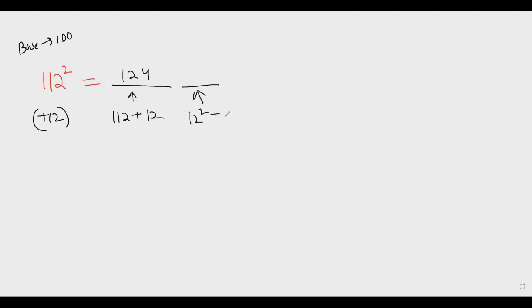What is 12 square? 12 square is 144, right? Now this 1 will be carried over, so we write 1 here and 44 here. So it will be 12544. Is that okay? So with nearby 100 values we can calculate the square. This is the foundation where we can find the square of any number. This is the way you have to find it. Is that okay?